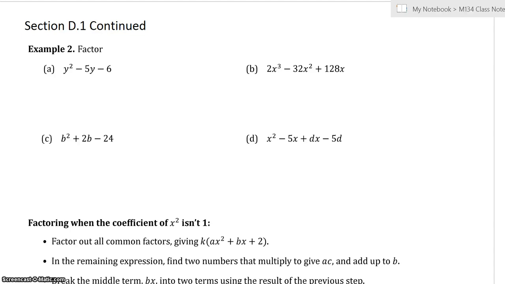Hello again. In this video, we're going to continue with section D.1, which is on page 56. We're going to start with an example on factoring. We've actually factored before. We factored in chapter 1. So let's review what we did.